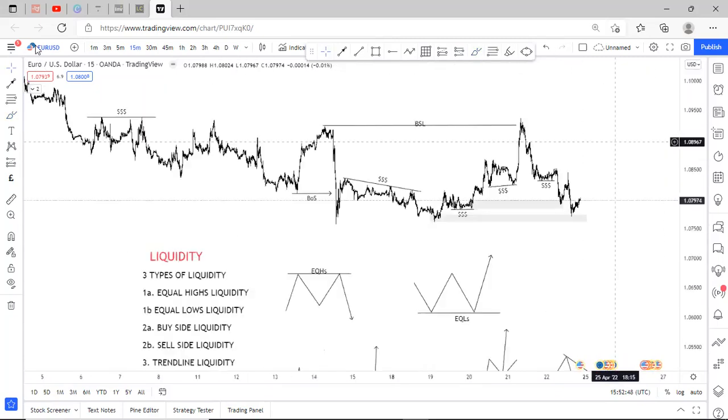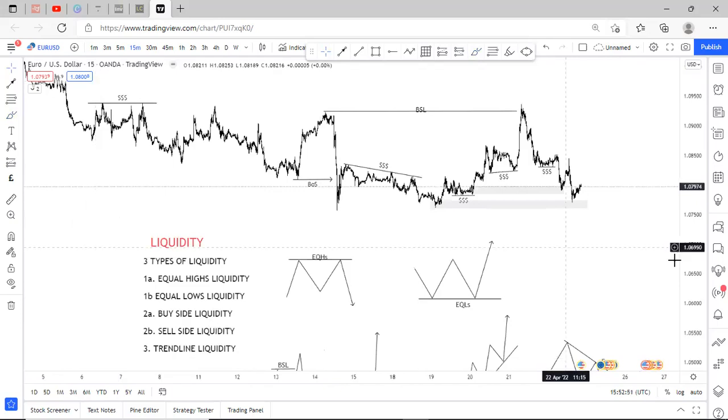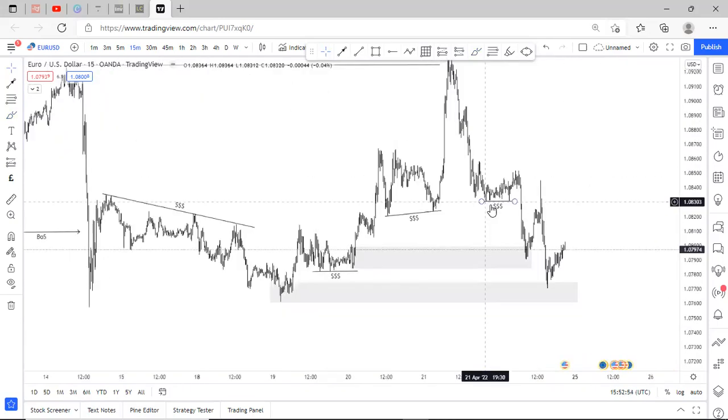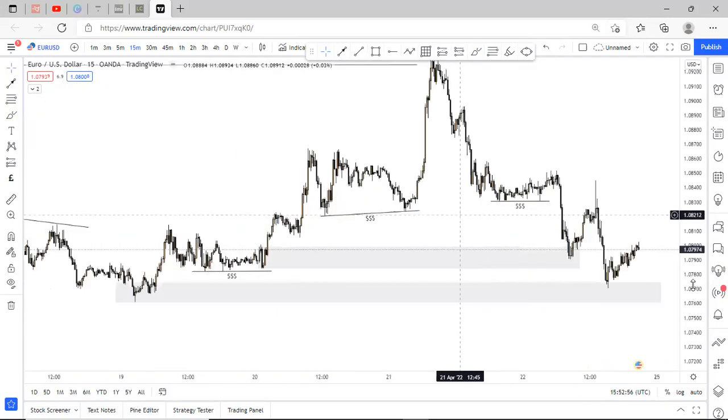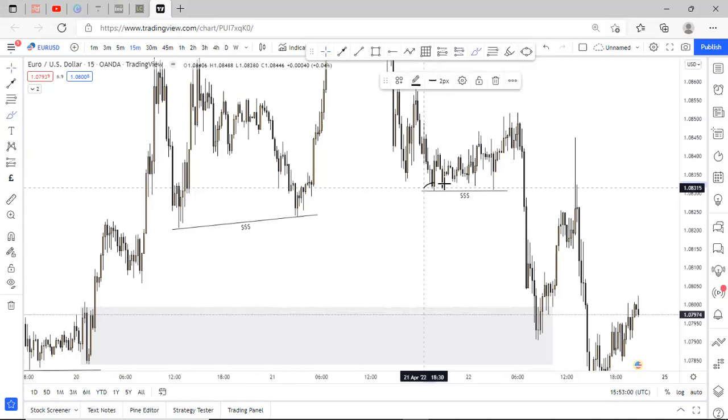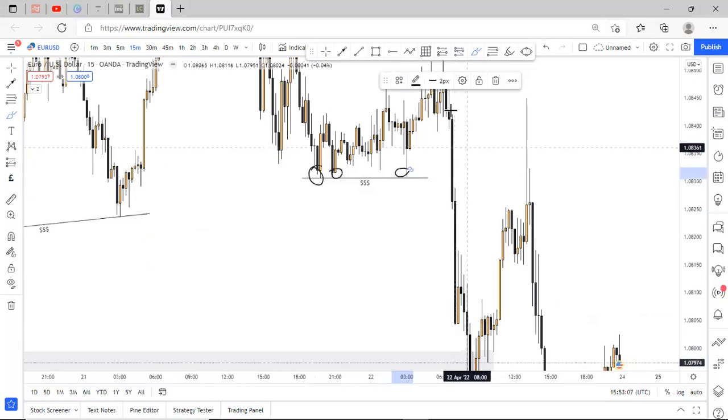So I'll be using EUR/USD as a case study in this video, and right here is an example of equal lows liquidity. You can see we had a first touch, a second touch, a third touch. Some retail traders will be thinking, oh, when the market comes back here, this is a strong support zone.